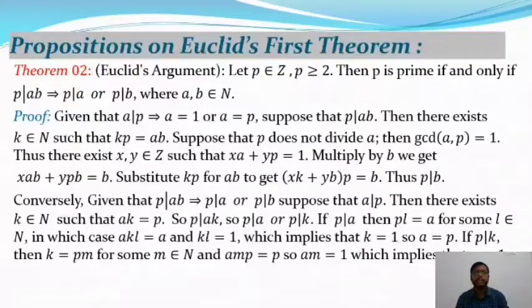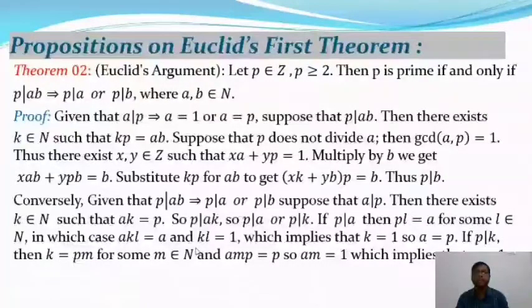And conversely, given that p divides ab implies p divides a or p divides b, from this we will prove that p is a prime number. Okay, so suppose that a divides p. So then there exists a number k belonging to N, where N is the set of natural numbers, such that ak is equal to p. This is the definition of divisibility. Okay, so you know when a divides p, then it can be written as ak is equal to p, where a is less than p. You know that, and so p divides ak, and from the above we will get either p divides a or p divides k. And if p divides a, then from the divisibility theorem we will get p into l is equal to a for some l belonging to N, where N is the set of natural numbers.